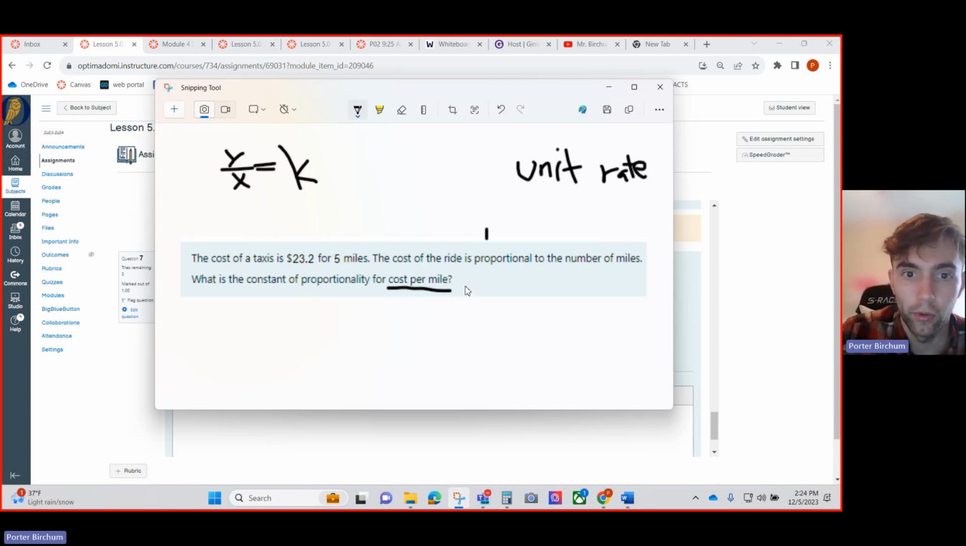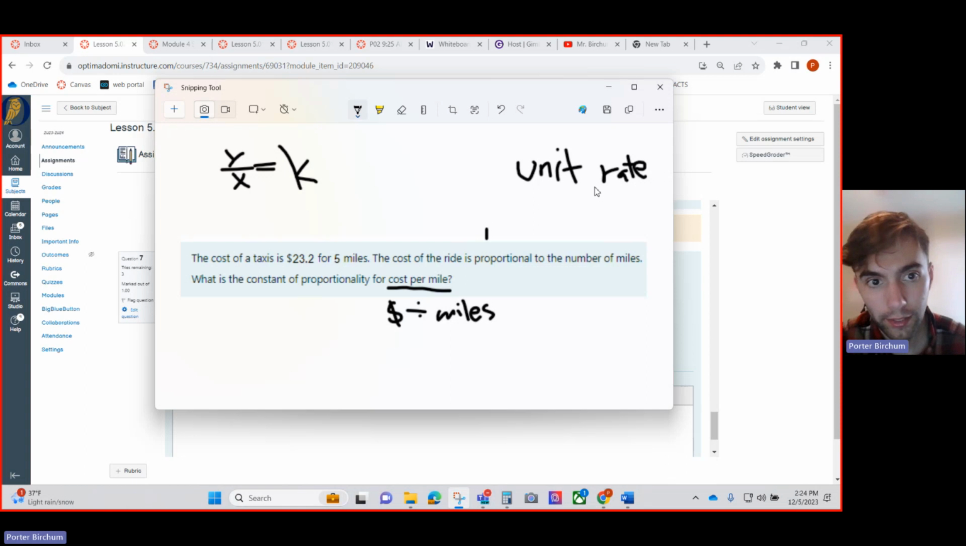What is the question asking for? Oh, it's asking for cost per mile, not miles per cost, miles per dollar. Nope. It's asking for dollars per mile, cost per mile. So to find the cost per mile, we can do the cost divided by the miles. That will give us our unit rate. And that will also give us our constant of proportionality.